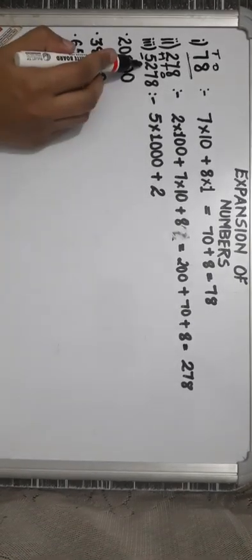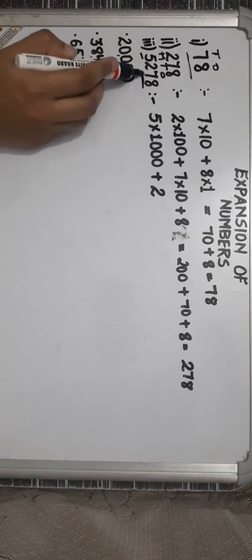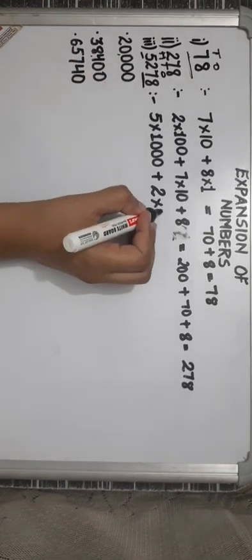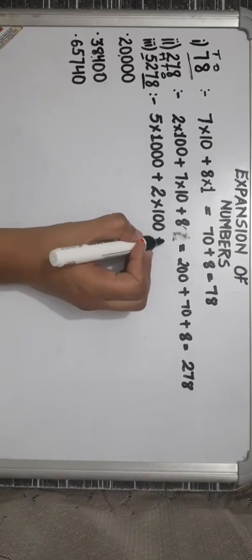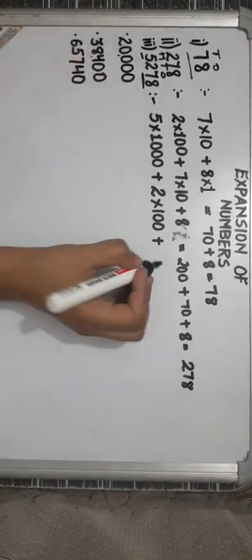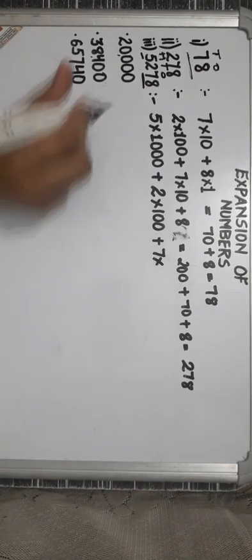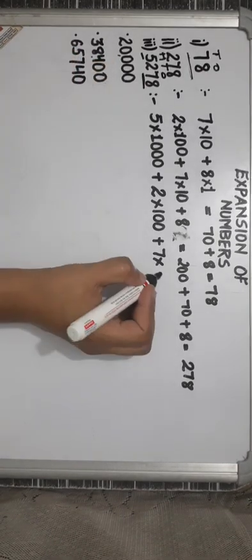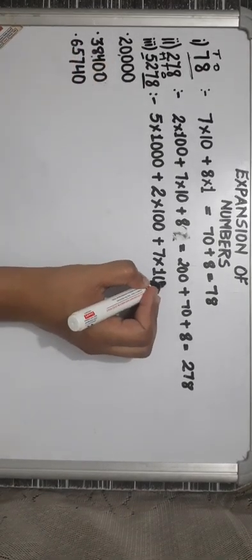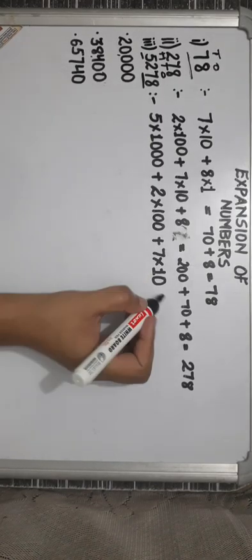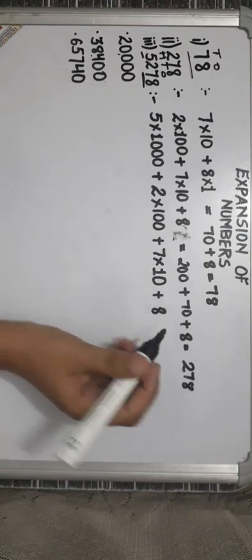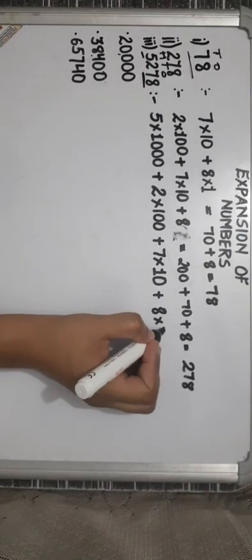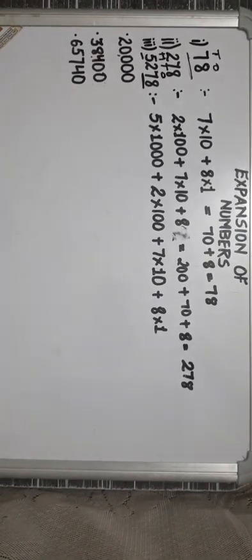Take the second number, and after that how many digits are there? 2. So multiply it with 100 having 2 zeros, plus the next digit is 7. Take 7. How many numbers after 7? 1. So multiply it with 10 which is having 1 zero, and after that the last one is 8 into 1 having no zeros.